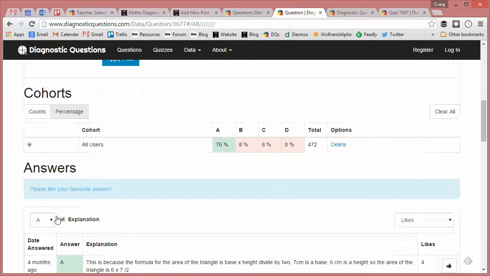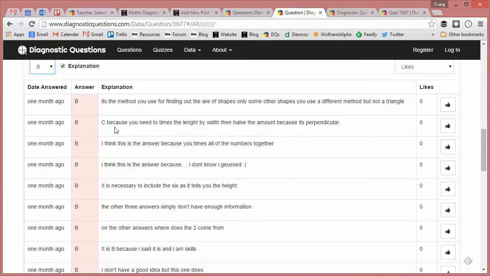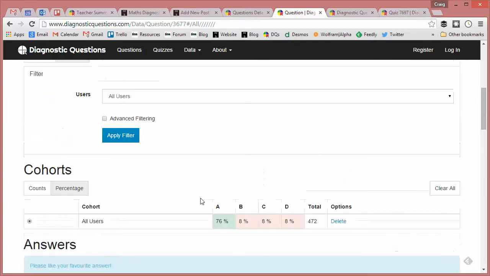So let's see if it indeed has attracted students here. This is an interesting one. It's the method you use for finding the area of shapes. Only some other shapes you use a different method, but not a triangle. So this student has obviously thought carefully about this one.